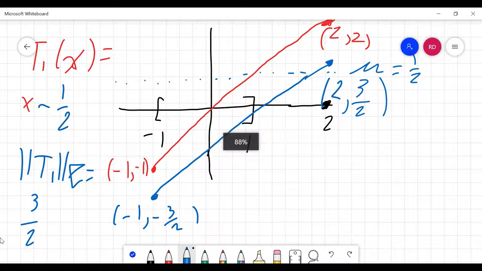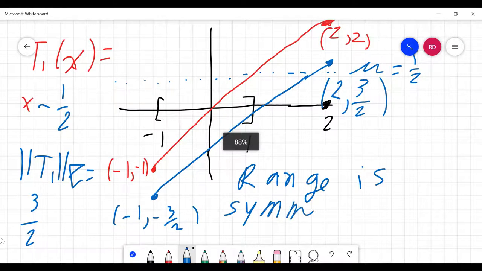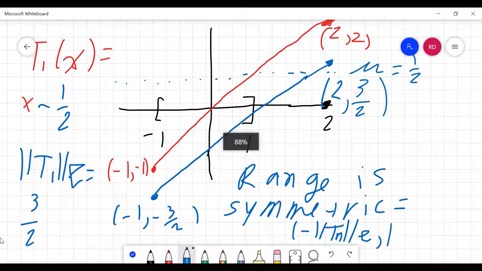But this also makes an important point, which is that the range of these Chebyshev polynomials is symmetric. That is to say, it will be negative T_N over E to positive T_N over E. Because if it ever weren't, we would just subtract off the mean value to center it at 0. That would reduce the maximum distance. It would increase the distance at the other side, but in such a way that the two would eventually balance out.